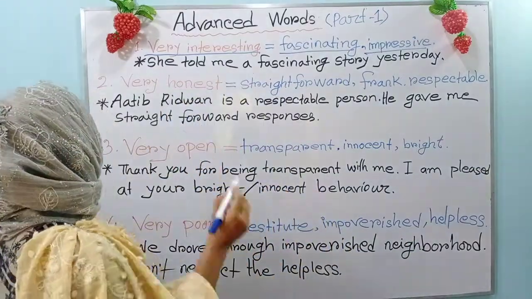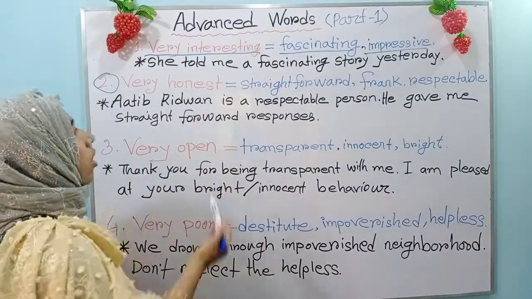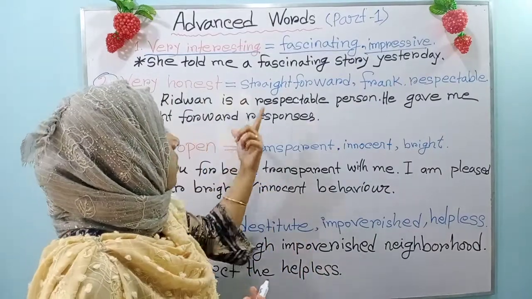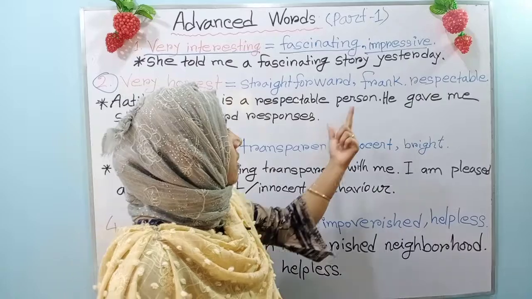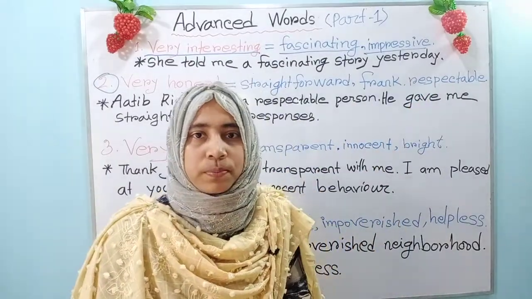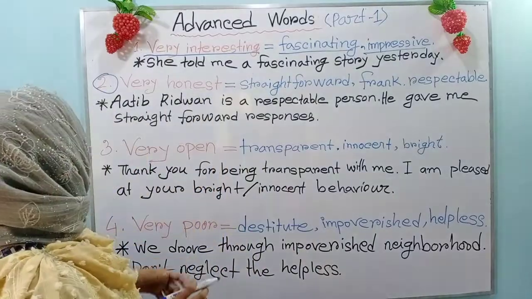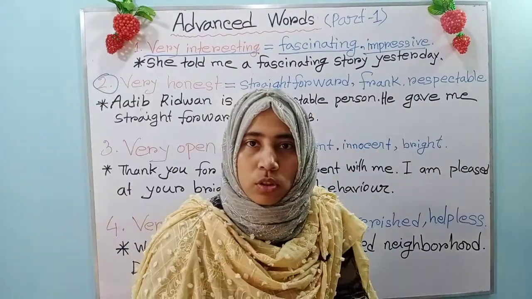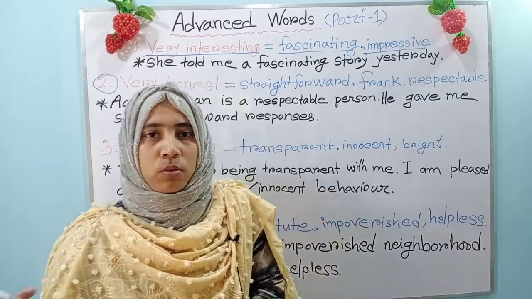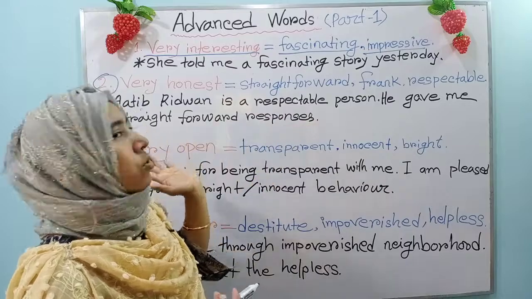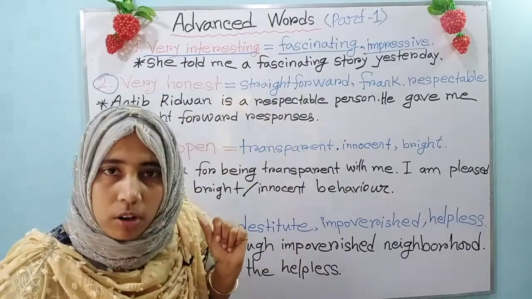Okay. Next, number 2, very honest. We'll use, instead of very honest, straightforward. We'll use frank. We'll use respectable. And we can see the example. Atif Ridwan is a respectable person. We are using here a respectable person instead of very honest.